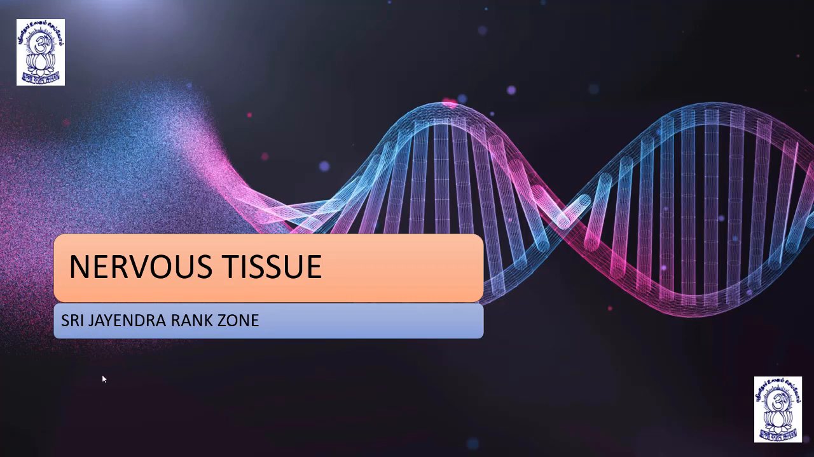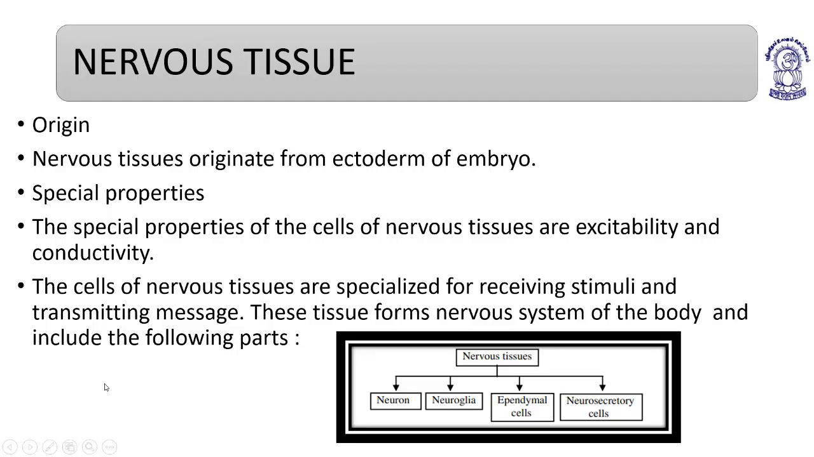So moving to nervous tissue. The origin of nervous tissue is from the ectoderm of embryo. So embryonal ectoderm gives rise to nervous tissue. Understood? What are the special properties of nervous tissue? The special properties of the cells of nervous tissue are excitability and conductivity.